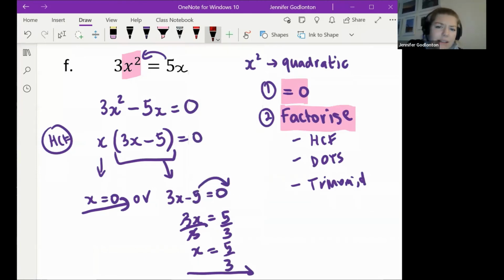Marks for a question like this, you'll get a mark for making it equal to 0, a mark for taking out your highest common factor, and a mark for each answer. So it's a lot of marks for not a hard question. Yeah, so that's what I was realizing. I'm like, whoa, 4 marks in the bag, guys. Yeah. In the bag. It's a lot.